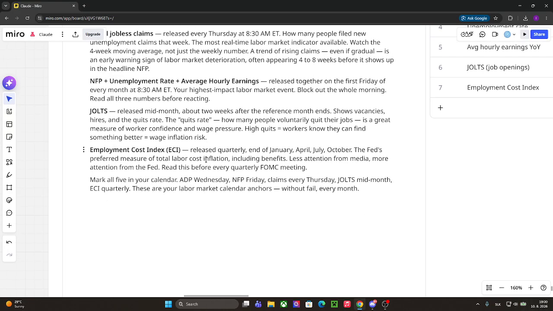Employment cost index, released quarterly, end of January, April, July, October. The Fed's preferred measure of total labor cost inflation, including benefits. Less attention from media, more attention from the Fed. Read this before every quarterly FOMC meeting.